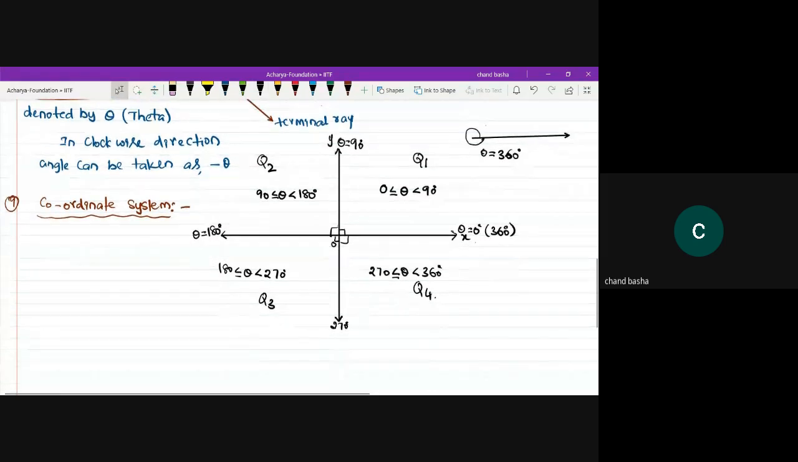And after that, what does the first quadrant mean? In the first quadrant, all trigonometric ratios are allowed. In the second quadrant, only sine theta and cosecant theta are allowed. In the third quadrant, tan theta and its reciprocal cot theta are allowed. In the fourth quadrant, cos theta and secant theta are allowed.